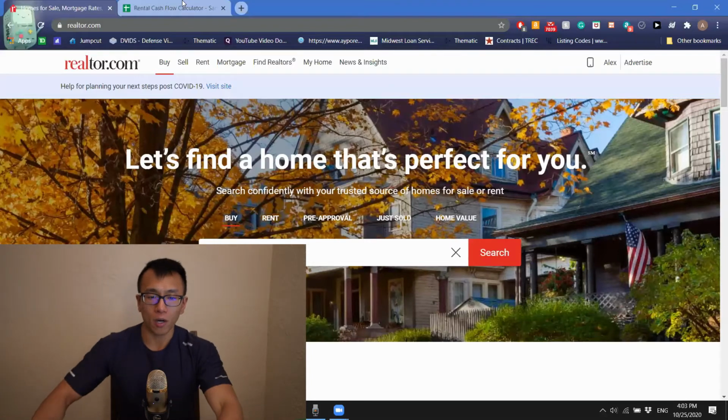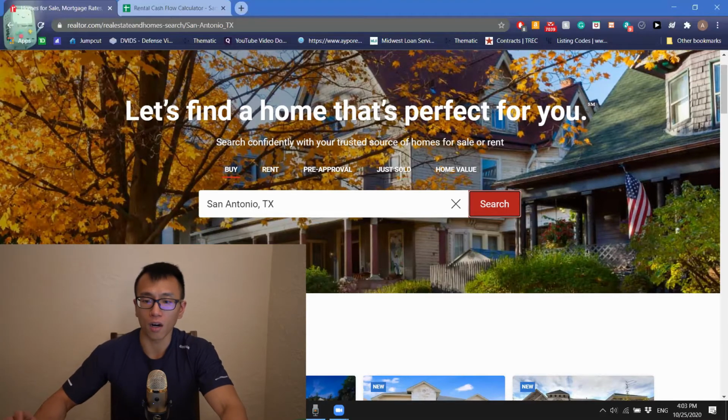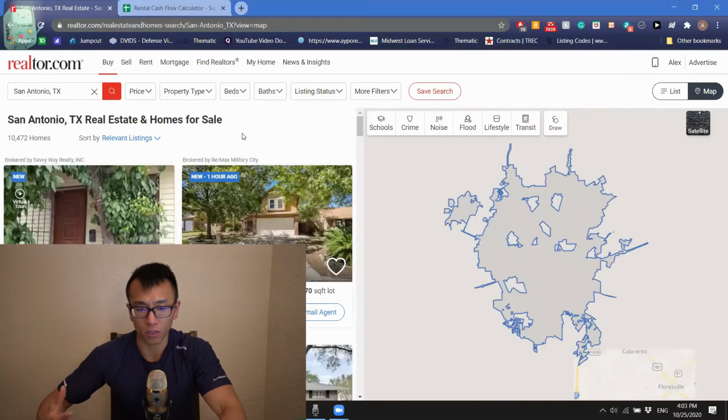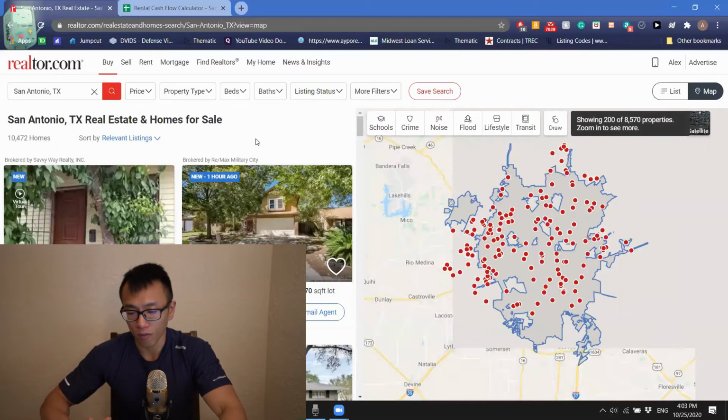All right, so now we're going to go deep into it, where I'm going to find a property in San Antonio, Texas. This is the area that I actually want to live in, so it is a good starting point. You will see that I already have some favorited properties, just for the ease of analyzing a deal so I don't have to keep on searching. But let's say that I'm starting off from scratch.